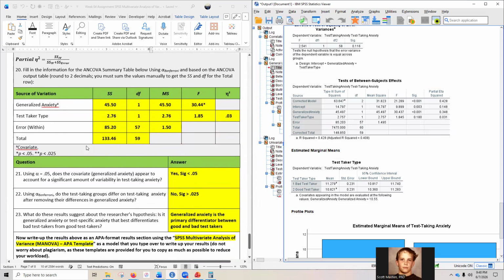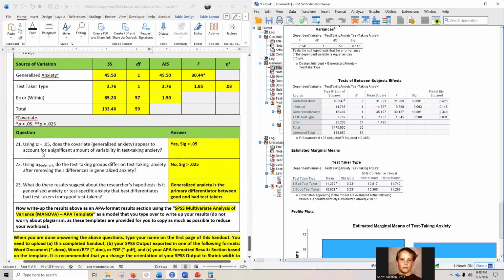All right, final questions. So using alpha 0.05, does the covariate, generalized anxiety, appear to account for a significant amount of variability in test-taking anxiety? Yes, it does. Why? Because the F value here had a sig that was less than 0.05. That tells us generalized anxiety, the covariate, significantly adjusted the means of test-specific anxiety.